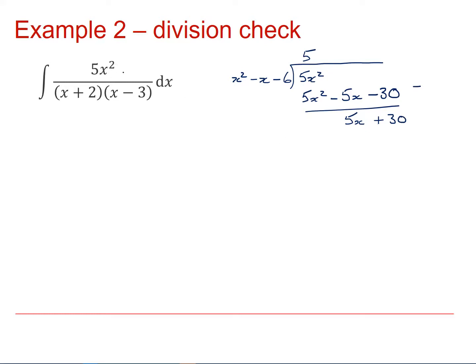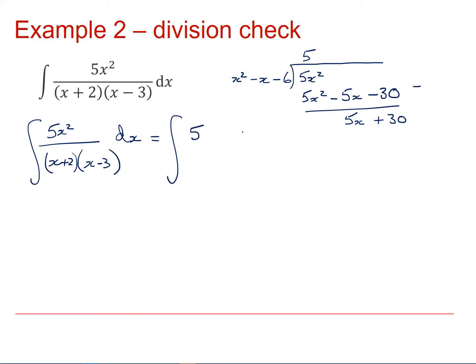So I can rewrite 5x squared over (x plus 2)(x minus 3) as 5, remainder 5x plus 30, and of course that remainder is over (x plus 2)(x minus 3).